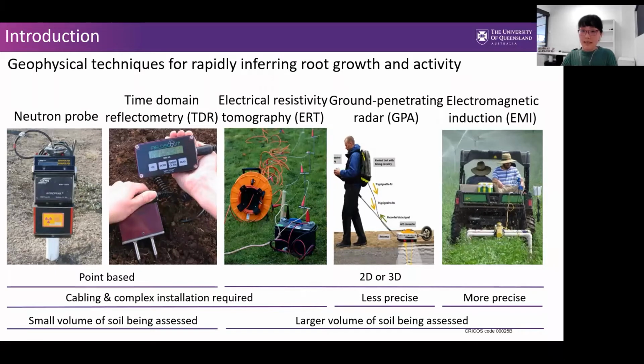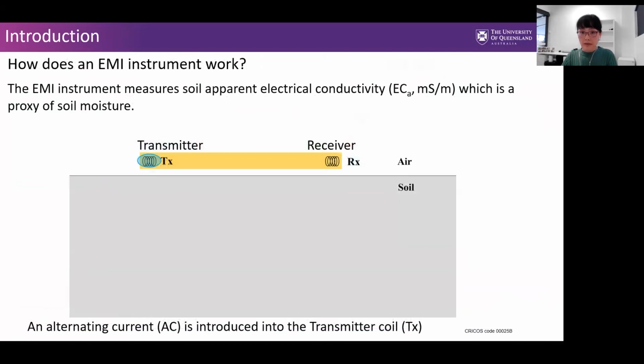In contrast, the EM approach is more convenient and more accurate. This is because the EM sensors are contactless and can be towed behind vehicles to rapidly generate spatially dense data sets across large trials. And the EM sensors measure the soil apparent electrical conductivity, ECa, which is a proxy of soil moisture.